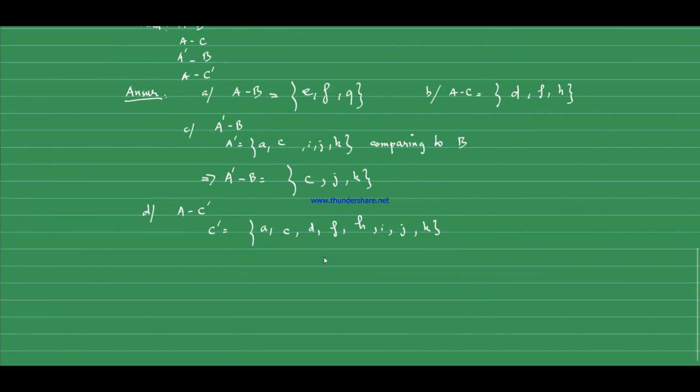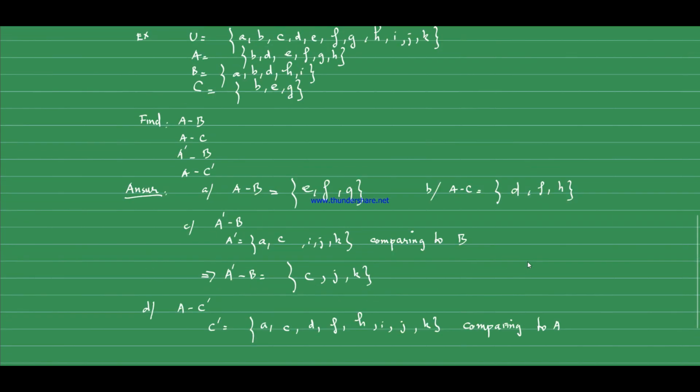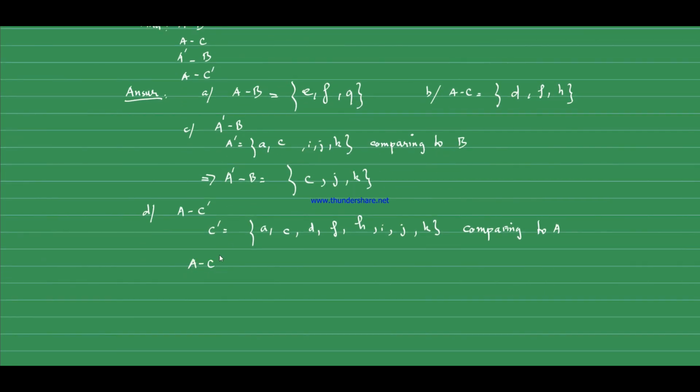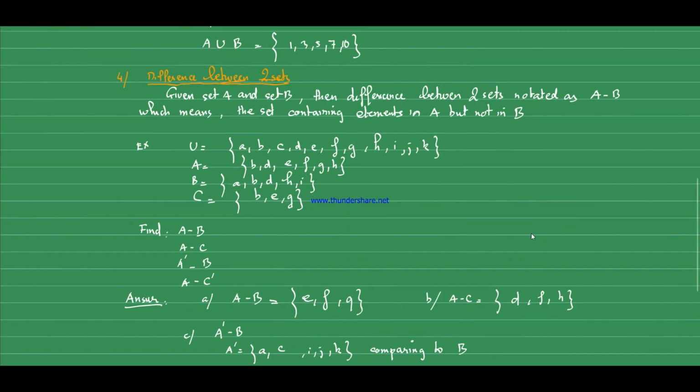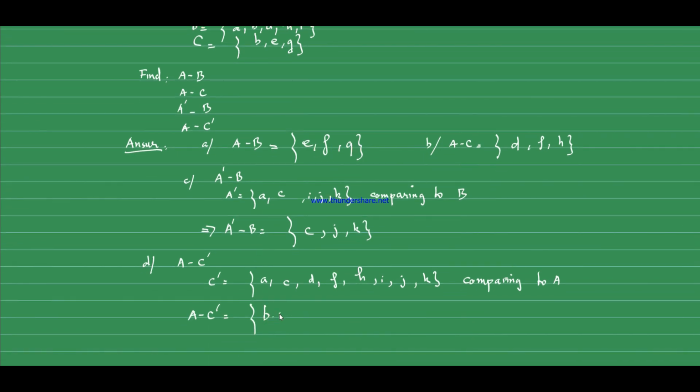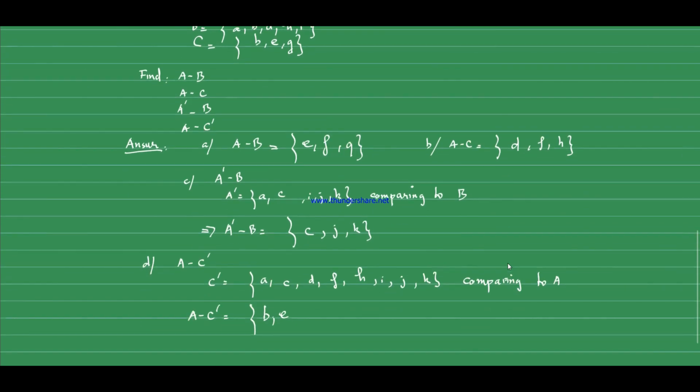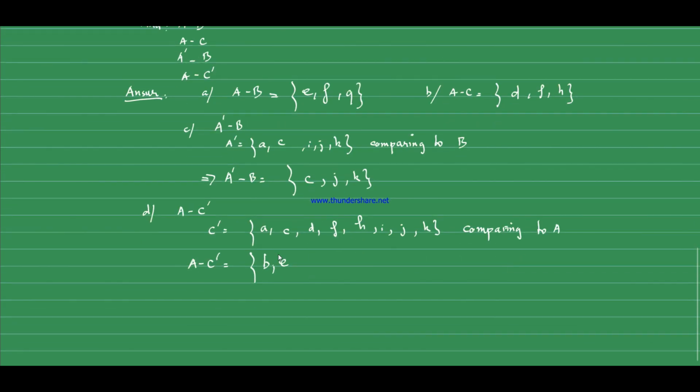Then we're gonna go ahead and compare that to A. So in A but not in C prime. So at the end we're gonna have A minus C prime, which is in A but not in C prime, so that will be B, E, G. There you go. Very easy, huh? Very easy.